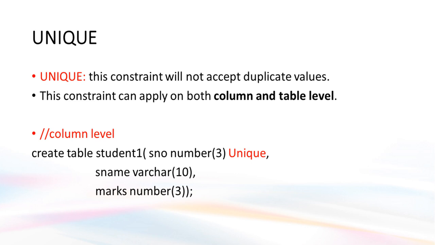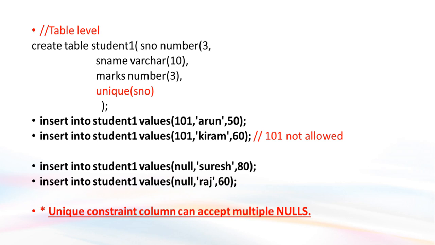Suppose you want to apply the same constraint at the table level, this is the syntax. Normally S number, S name, marks, we define all the columns, comma. Before closing the bracket, we need to say unique of S number. Suppose I want to make another column also unique, then you can separate with a comma here: S number, comma, marks. Both are unique. That's the advantage of table level mentioning.